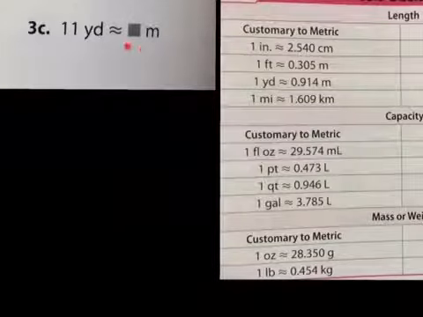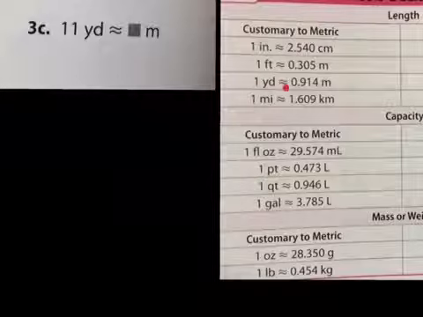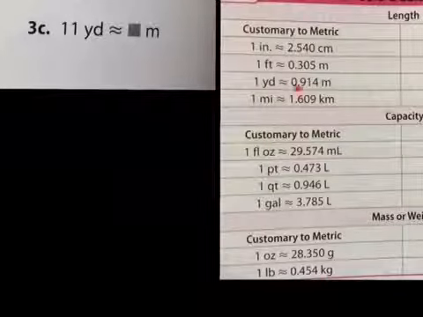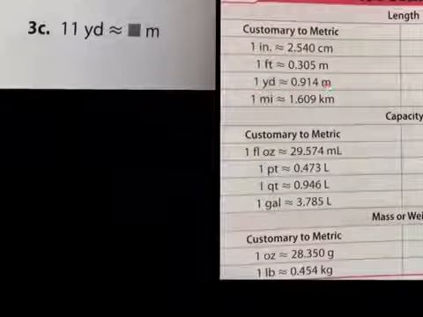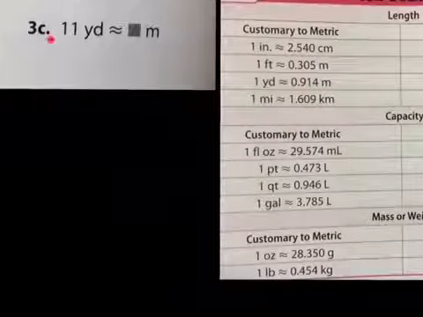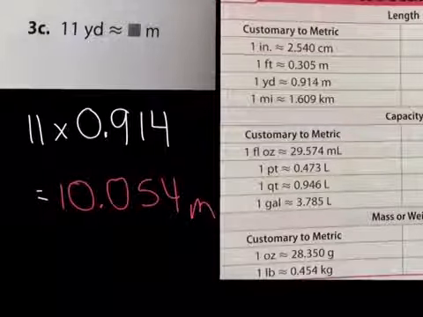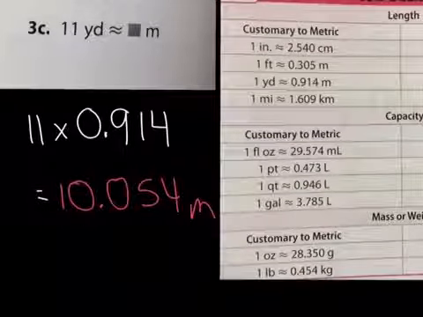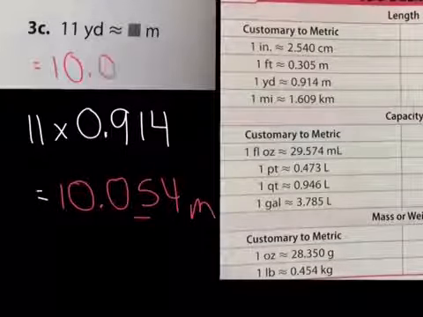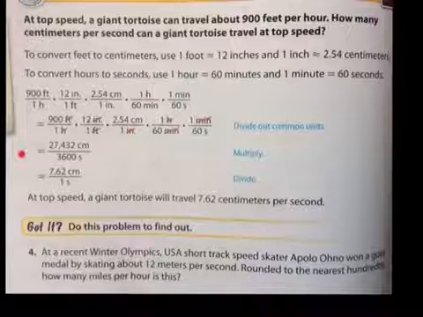And finally, yards to meters. 1 yard is 0.914 meters. Remember, this is a decimal, but it's a fraction of a number. It's a smaller version or a piece of this. So when we want to find the fraction of a number, we multiply. So we're going to multiply 11 times 0.914. And when I do so, I get 10.054 meters. But remember that we only go to the hundredth, so it'll simply be 10.05 meters.